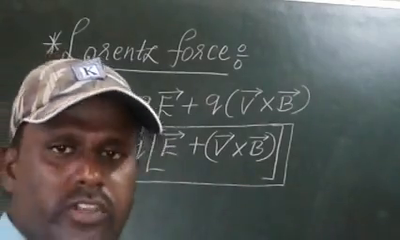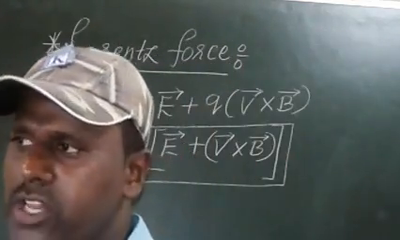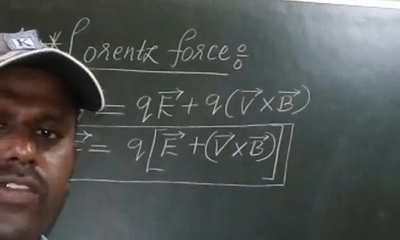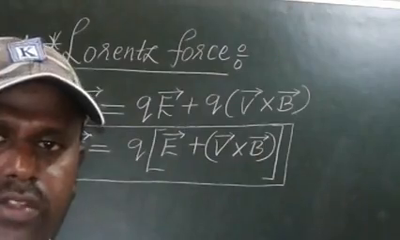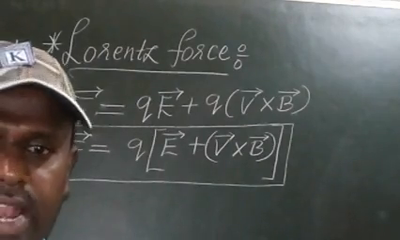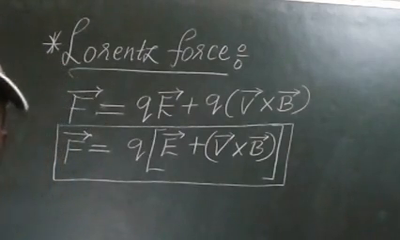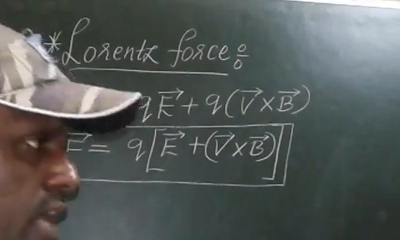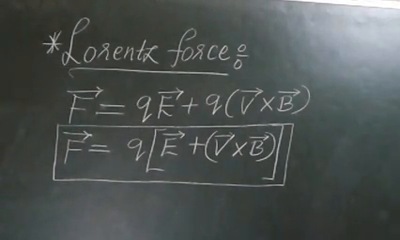Imagine a positive charge, say Q coulomb. A positive charge is moving in a region of crossed fields. Crossed fields means it is the combination of two fields. If a charge is moving in a region of electric field and magnetic field, the combination of these two fields is called crossed field. Imagine a charge moving in a place where two fields are present.